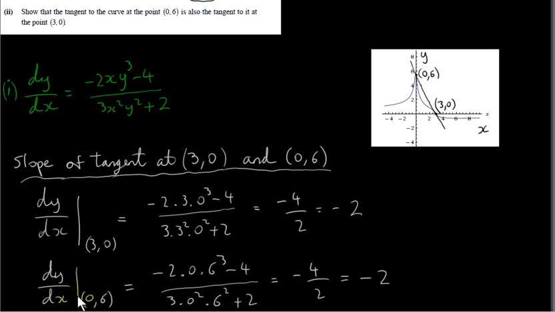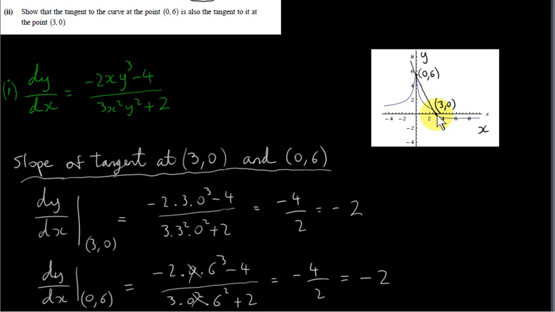Now, if we get the slope of the tangent at 0, 6, that means we want dy/dx at 0, 6. You will see that we also get minus 2, because there are zeros in here, so this is 0 and this is 0. So minus 4 over 2 is minus 2. So what does that tell us? Well, that tells us that at the very least, the two tangents are parallel to each other.